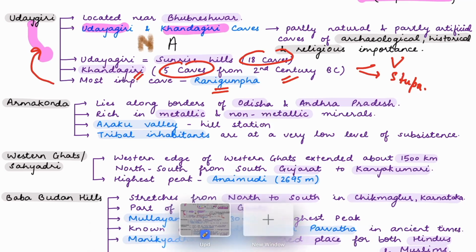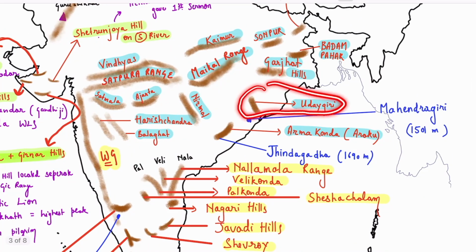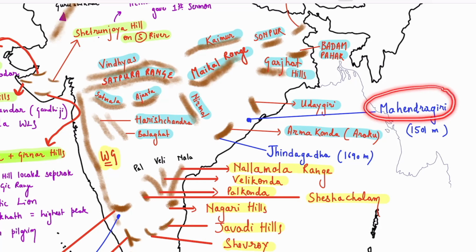Again, you can see the location of Udaygiri. Udaygiri is located on the eastern coast of India. And just below the Udaygiri, here we have the Mahendragiri. Now, Mahendragiri is not a range, it is a mountain peak. And Mahendragiri happens to be a high peak of the Eastern Ghats, 1501 meters.